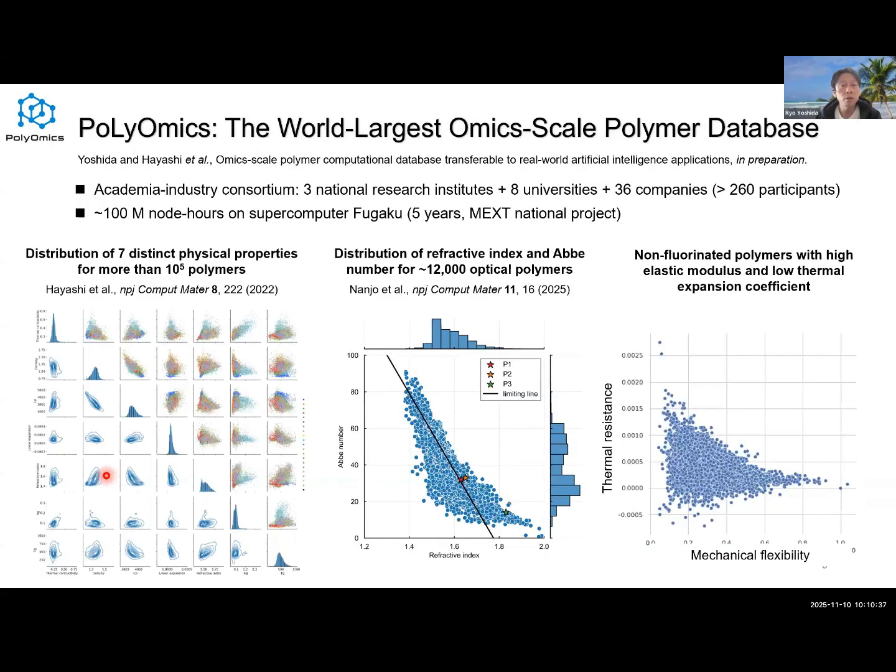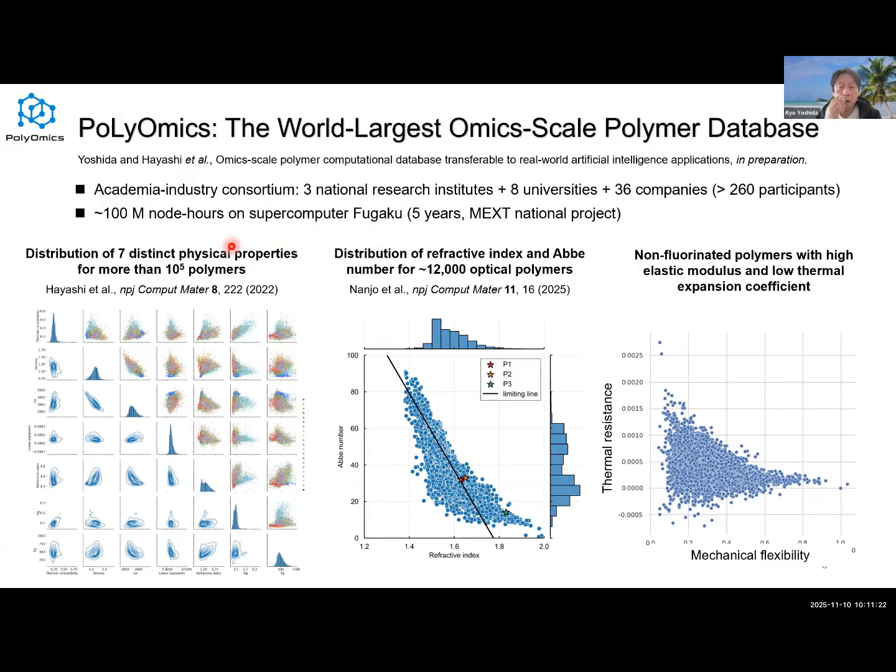And also, with RadonPy, we are now developing the world's largest omics-scale polymer database, which is called PolyOmics. This project has been supported by the FugakuNEXT program, and so massive computation resources have been allocated to our project. And in the last 5 years, we have accumulated a very big database of polymer materials from automated computer experiments using RadonPy.